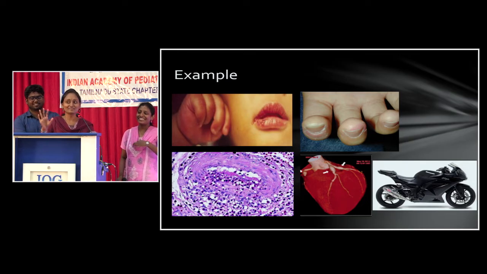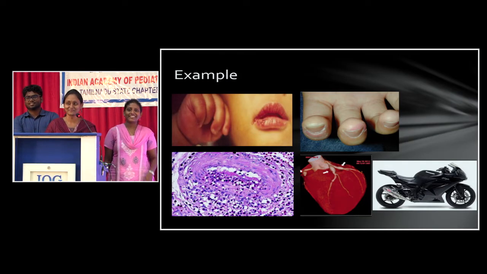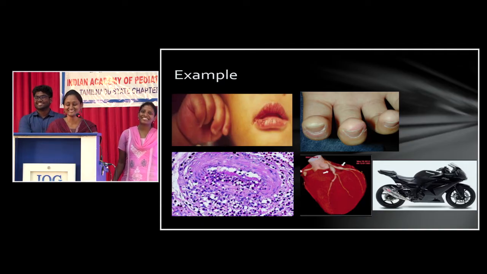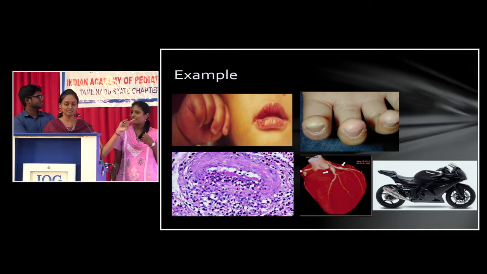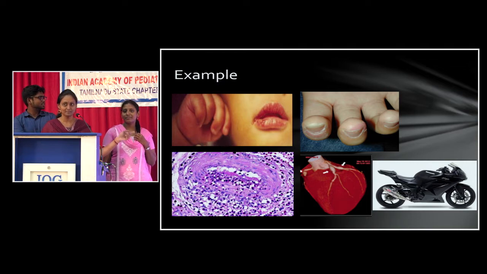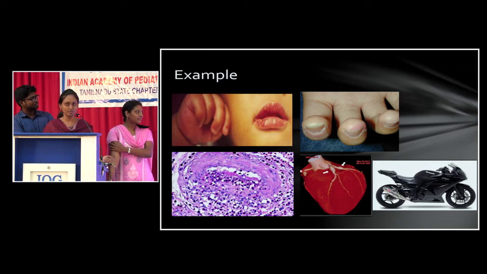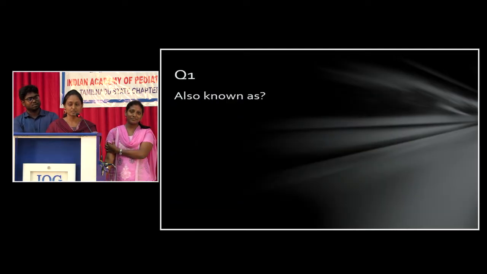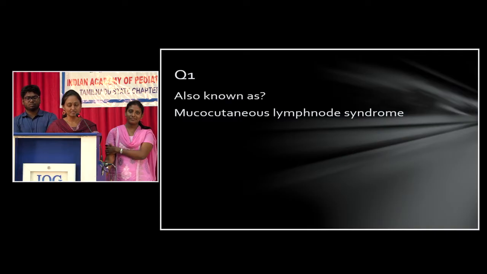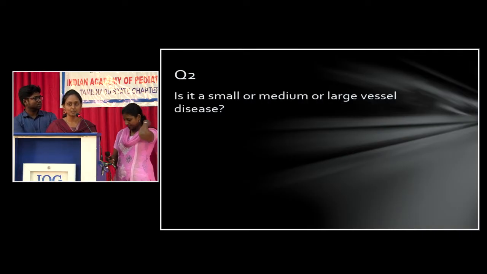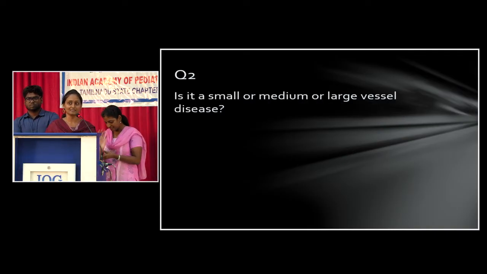You have to say what it is. It is an example, so it is actually simple. It's a mucocutaneous disorder with fibrinoid necrosis of a medium-sized vessel and with coronary artery involvement. This is also known as mucocutaneous lymph node syndrome. Which vessel is involved? Medium vessel.